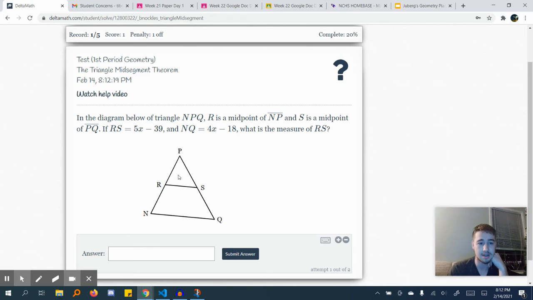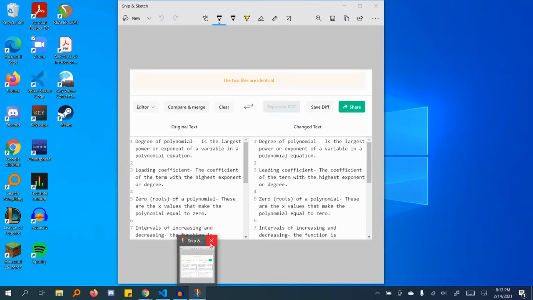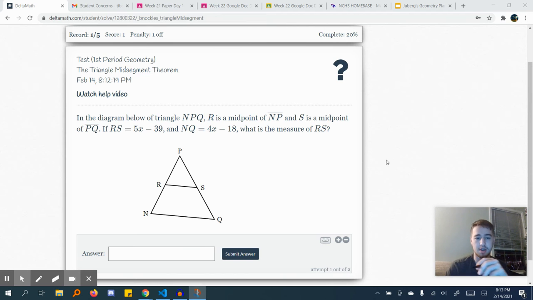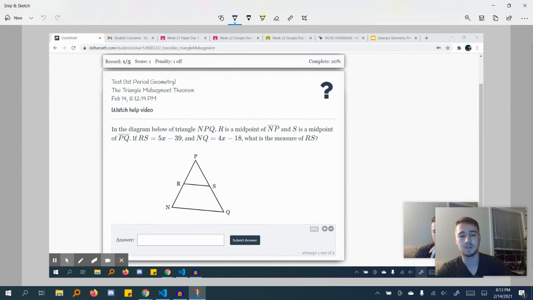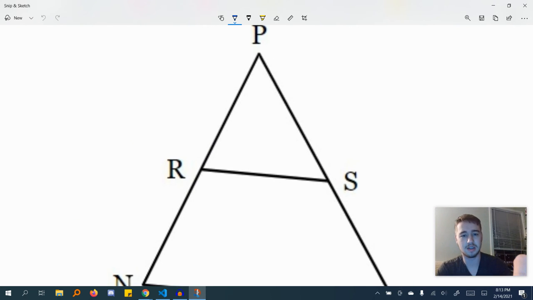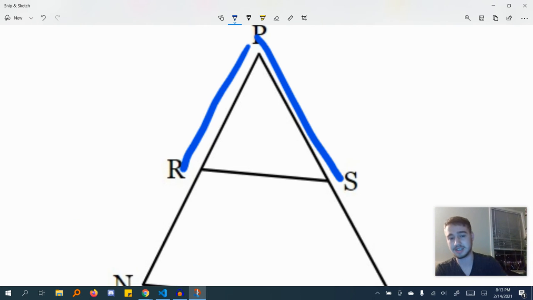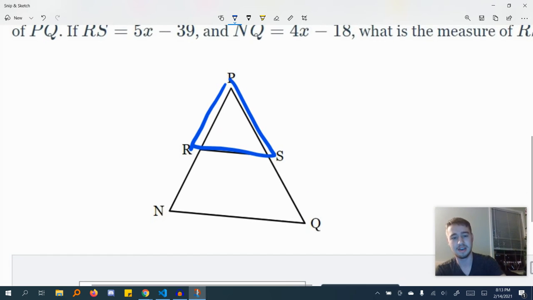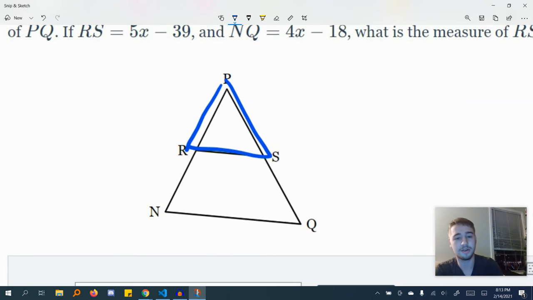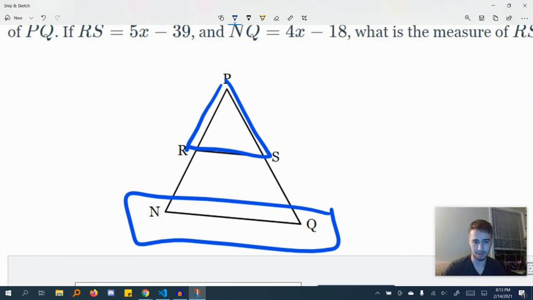So if RS, the side, is 5x minus 39, and NQ is 4x minus 18, what is the measure of RS? By the way, here is the other side of the midsegment theorem. Let me get things in the right order real quick. Boom. So we know that the angles are going to be corresponding like that, but since this blue triangle is similar and half the size of the black triangle we started with, we know that RS is going to be half the length of NQ by the same midsegment theorem.